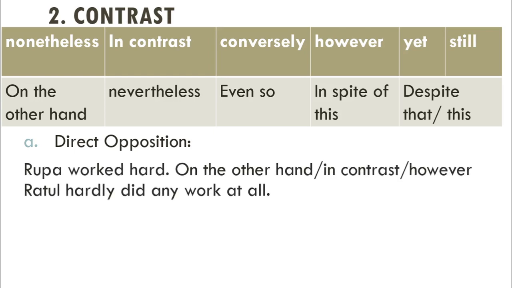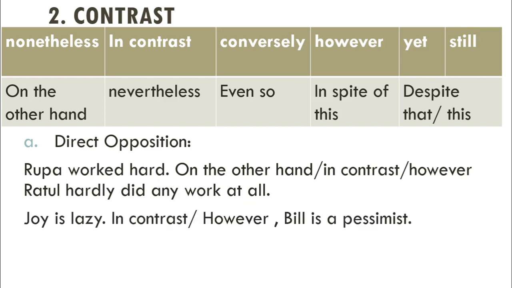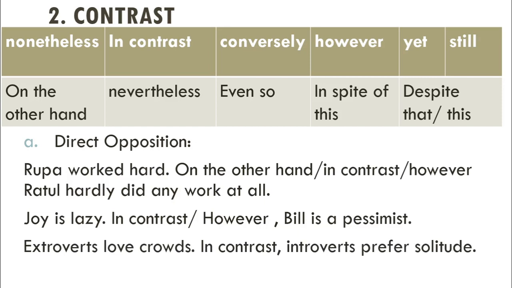For example, Rupa worked hard. On the other hand, or in contrast, or however, Ratul hardly did any work at all. So here, on the other hand, in contrast, and however, these words directly oppose the first sentence. Rupa worked hard. On the other hand, Ratul hardly did any work at all. Extroverts love crowds. In contrast, introverts prefer solitude. Here also, this in contrast directly opposes the first statement. Extroverts love crowds.